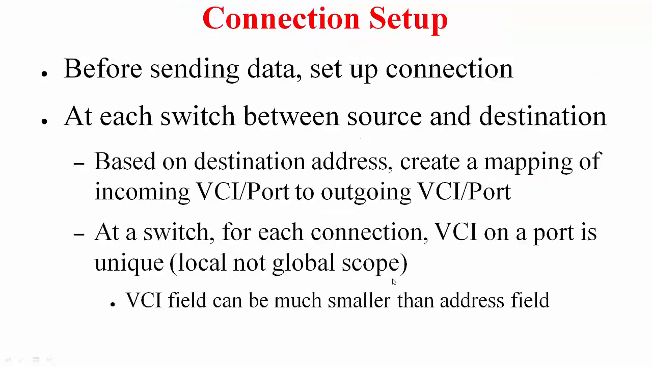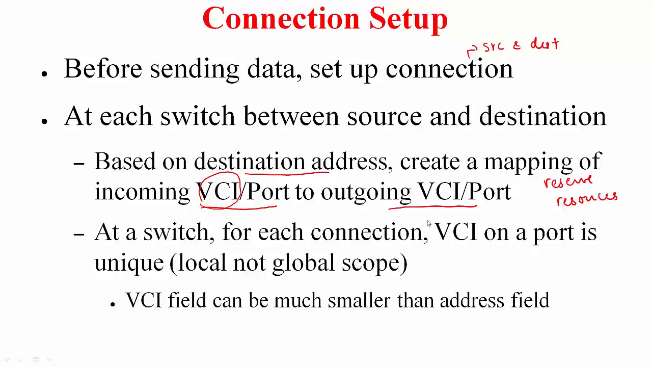So here is what happens. Before you send any data, you need to set up a connection between the source and the destination. And at each switch between the source and the destination, this is what you're going to do. You look at what the destination address is, and based on this, you create a mapping between an incoming VCI and port to an outgoing VCI and port. All this will become clear shortly when I cover an example. The point to note here is that the later packets that come will not carry a destination address but will carry a VCI tag. As part of this connection setup itself, at each switch, you may also reserve resources.